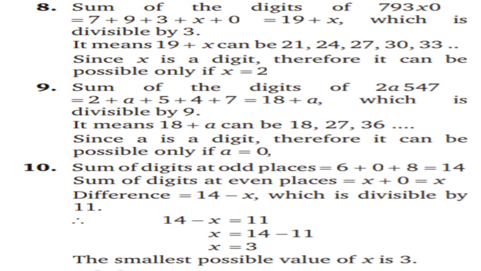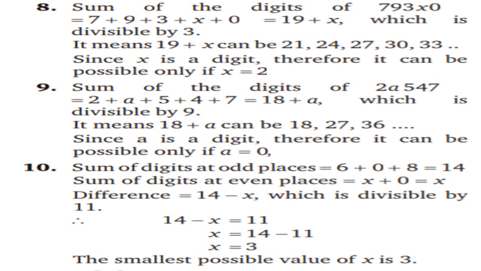Now question number 9, see in your book, given that 2a547 is divisible by 9, where a is a digit, what is the value of a? So in this question, sum of the digits of this number 2 plus a plus 5 plus 4 plus 7 equal to 18 plus a. Now which is divisible by 9? It means 18 plus a can be 18, 27, 36 and so on. Since a is a digit, therefore it can be possible if a equal to 0. So 0 is our answer.